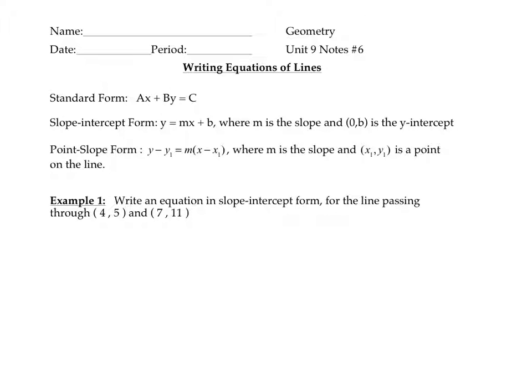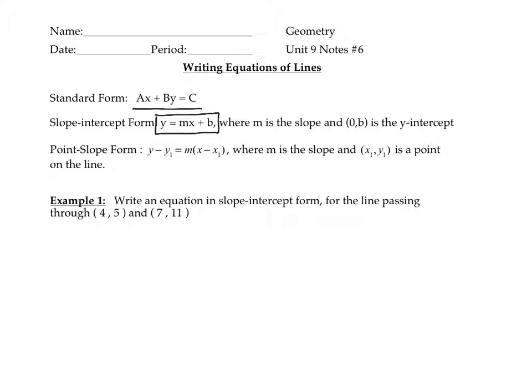Hey everyone, in today's lesson from Unit 9, we'll take a look at how to write the equation for a line. There are three different forms that you can use to write the equation of a line: standard form, slope-intercept form, which is what you're probably most familiar with, and that's the one that we are going to use, and finally point-slope form.